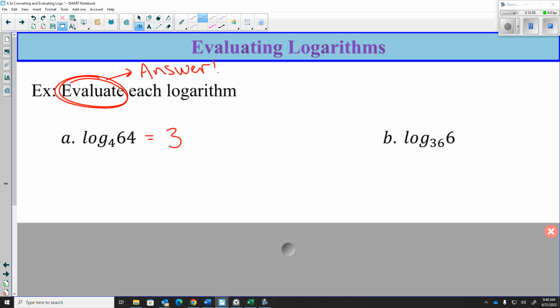This one is kind of goofy. What power do you need to raise 36 to get 6? Whoa, 1/2. Why?